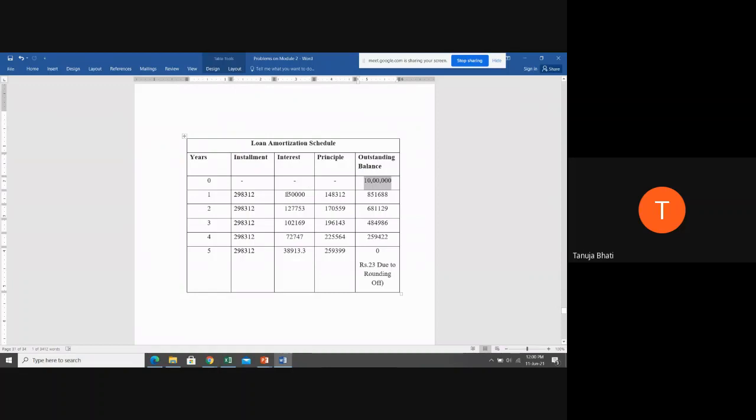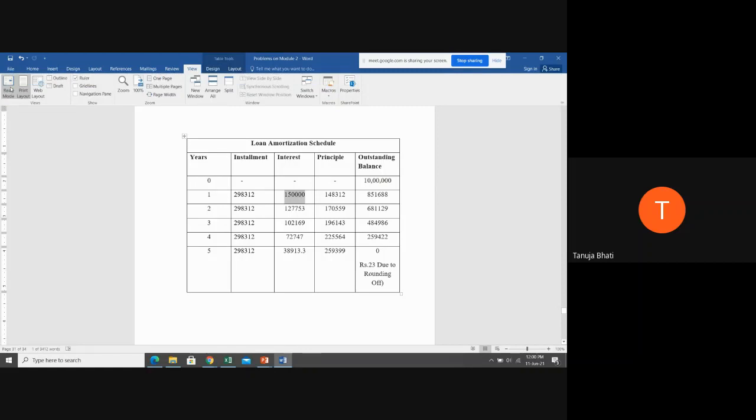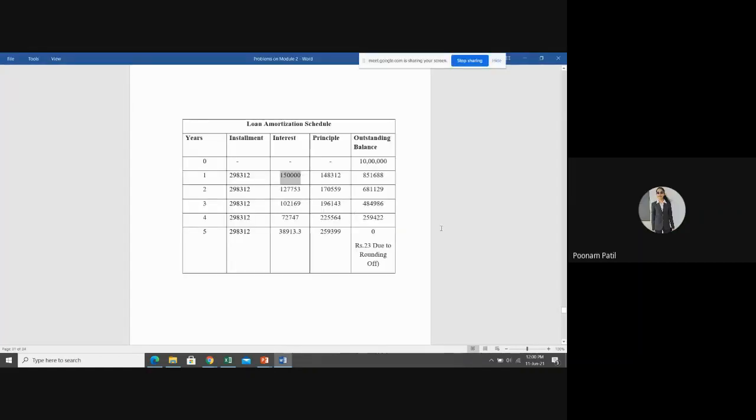Now can anyone tell me how do I calculate interest for the first year? Quick, students. 10 lakh into 15%. Very good. How do I get this principal amount? Installment minus interest. That is 2,98,312 minus 1,50,000. How do I get this outstanding balance? Outstanding balance minus principal. Very good.